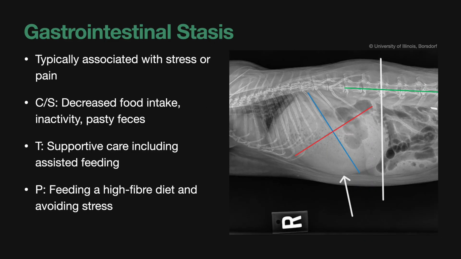Gastrointestinal stasis is a somewhat unique condition to rabbits that is typically associated with stress or pain. Clinical signs include decreased food intake, inactivity, and pasty feces. Treatment involves supportive care, including assisted feeding to help the intestinal tract resume motility. Preventative measures include feeding a high-fiber diet and avoiding stress.